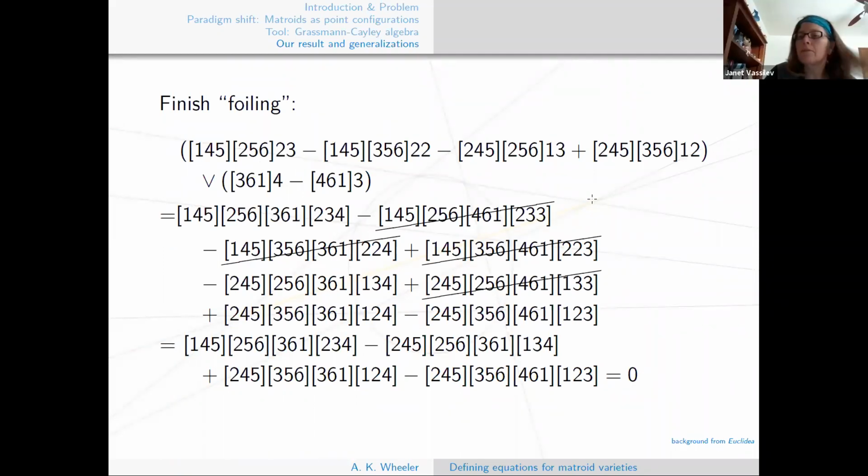The repeated numbers means that the same column appears twice, so we know those have determinant 0. Yeah, exactly. The brackets are determinants. And so if there's a repeated number, the columns are repeated. So we get a bunch of canceling, and then we get this nice 4-term quartic in the brackets. And that's one of the defining equations.